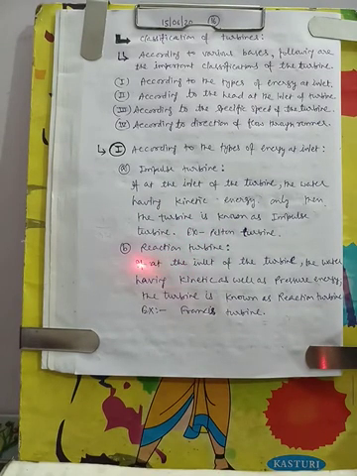And second type under this is reaction turbine. If at the inlet of the turbine the jet is having kinetic energy, or you can say the water is having kinetic energy as well as pressure energy, such a turbine is called reaction turbine. Example of such turbine is Francis turbine.